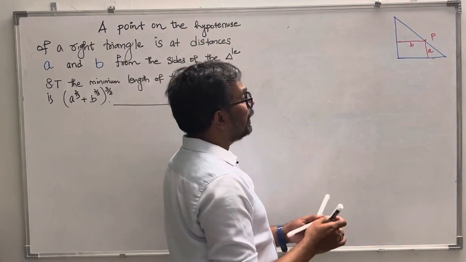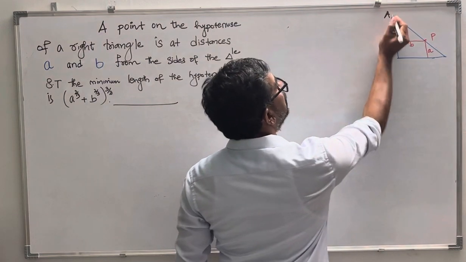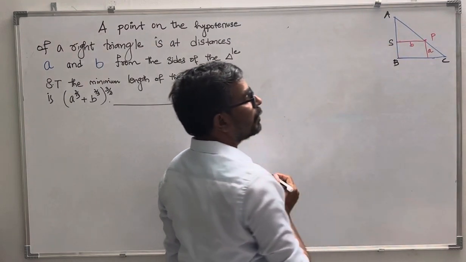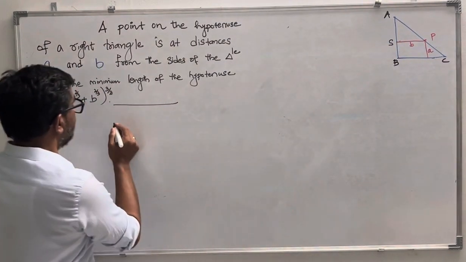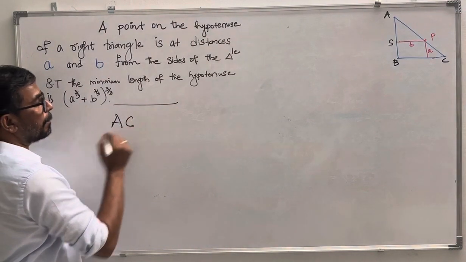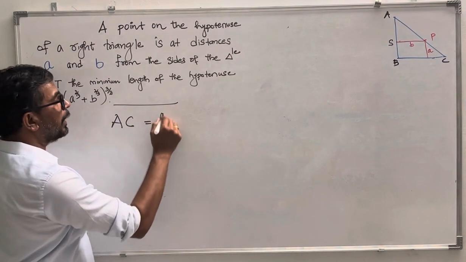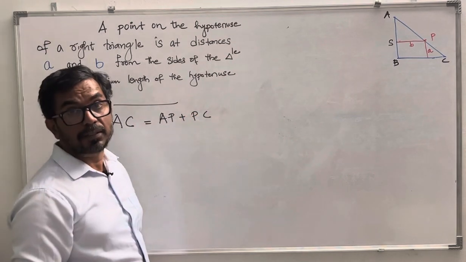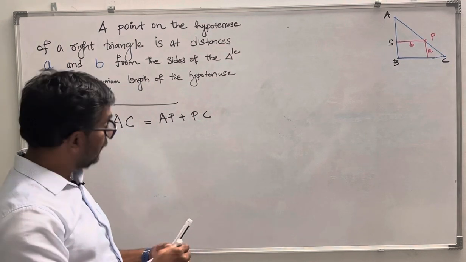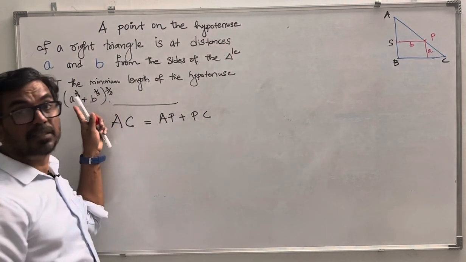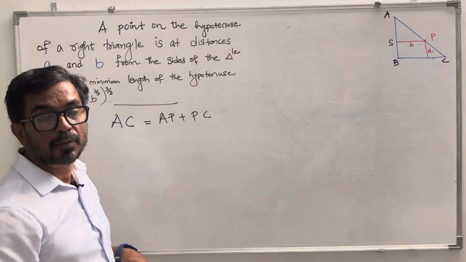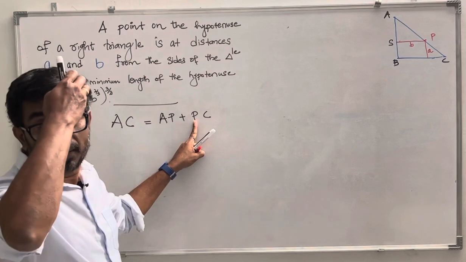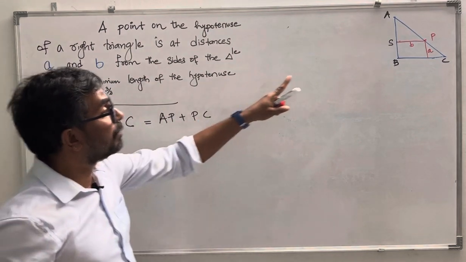For convenience, let me name this triangle as ABC, and let me choose this point as some S. What is our concern is the hypotenuse AC. AC means nothing but AP plus PC. This is what is to be minimized. When it is minimum, you have to prove that this is the length of the hypotenuse. So first we will write this function in a single variable. Here it's only a representation. I need to convert it in terms of A and B.